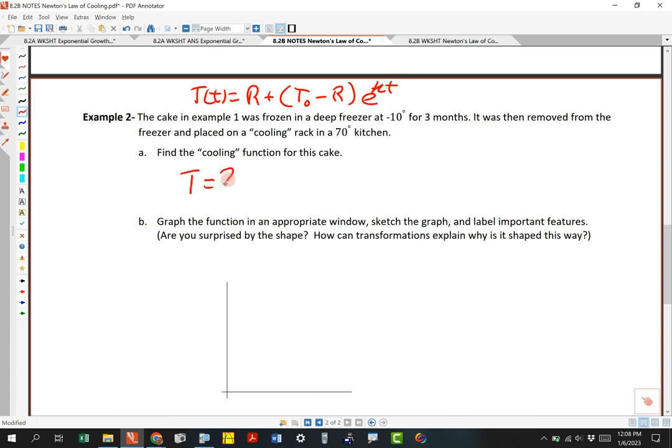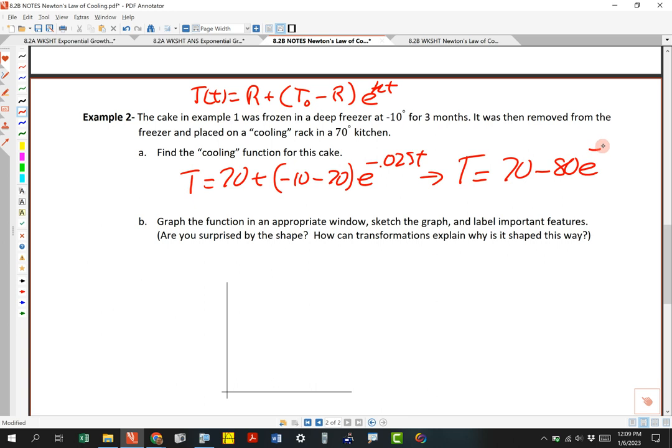So we can still use this, but we want to take a look at what happens with this. So this is going to be T equals 70 plus initial temperature, negative 10, minus the room temperature, 70, and then e to the negative 0.025 t, which if we simplify this, here's what we get. We get 70 minus 80 e to the negative 0.025 t. It ought to be a negative exponent. Yeah, it's always a negative exponent. K is always going to be negative.